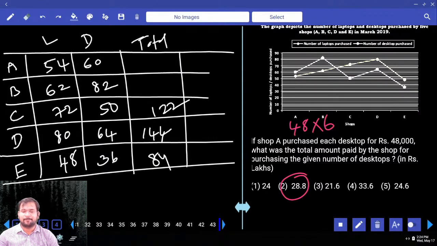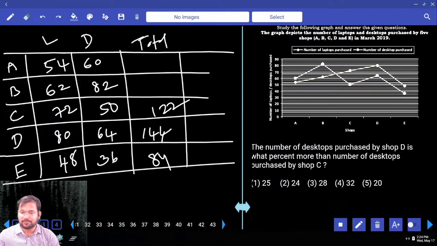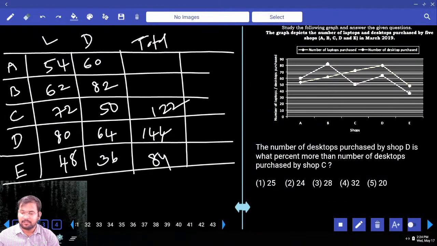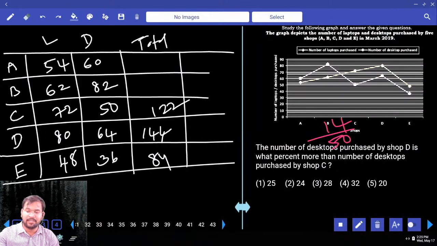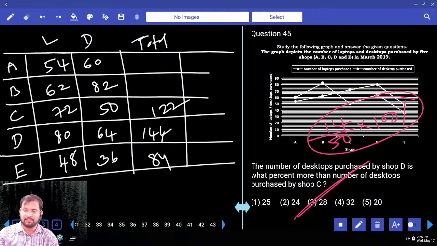Are you ready? Next one. The number of desktops purchased by D is what percentage more than the desktops purchased by C? Compared with C, 50. D is how many more? 14 more. So 14 is how many times of 50? 14 twos are 28. 50 twos are 100. Our answer is 28%.